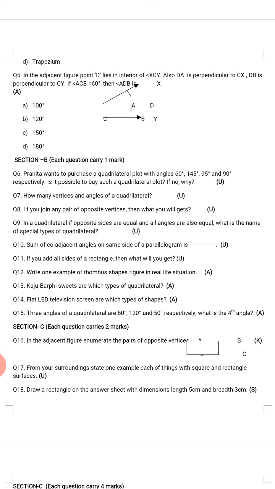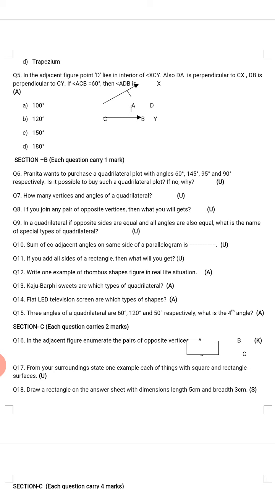Now next question: Kaju Barfi sweets are which type of quadrilateral? Same question, just converted. So the answer is rhombus type, and they are applying it. Now, flat LED television screens are which types of shapes? They will write a one word or one line answer. So that question goes to the application.